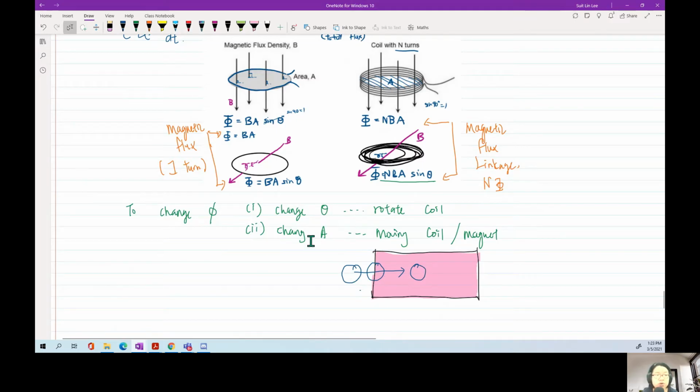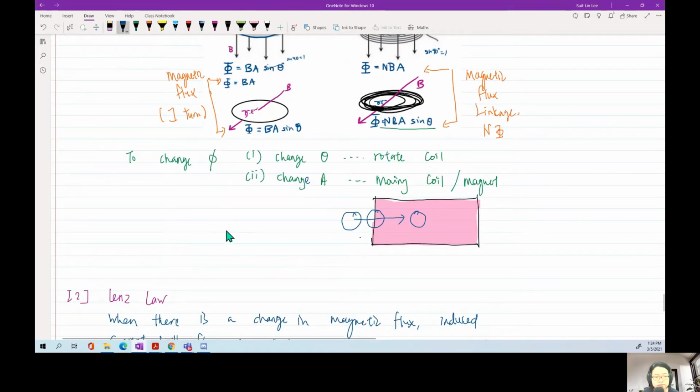Go and watch the video. I have recorded a long video to explain this, filled with teaching aids such as masking tape and so on. So you can change area. All right, number 3. What else can we change?